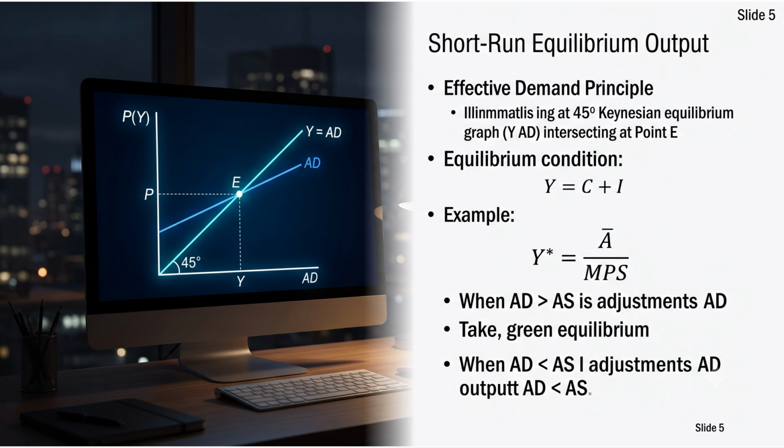Where does the entire national economy settle into balance? Look at the illuminated 45-degree line on the monitor. That represents the line of equilibrium where total national output, income or aggregate supply, perfectly equals total planned spending, aggregate demand. When we plug in our consumption function, equilibrium income boils down to income equals autonomous investment divided by marginal propensity to save. But here is how the real world self-adjusts.